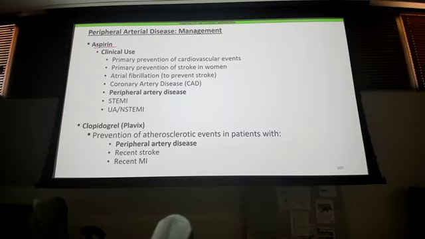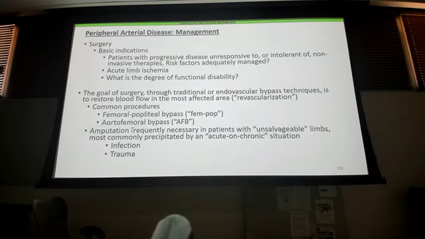They should be on aspirin therapy. If they can't tolerate aspirin, then clopidogrel is actually indicated for the treatment of peripheral arterial disease, because you're basically trying to prevent the development of acute limb ischemia.